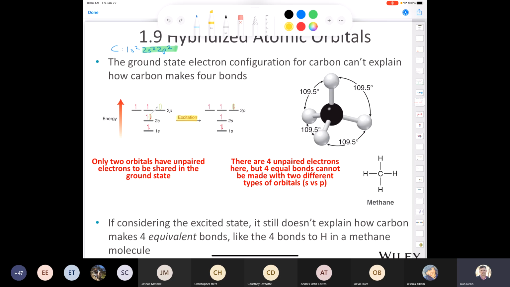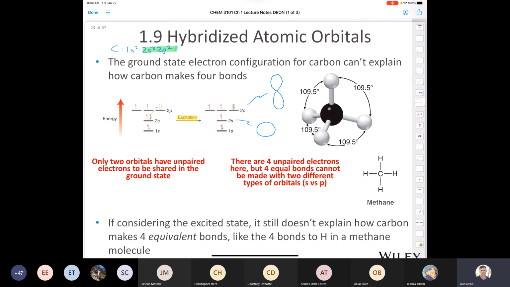However, these 4 unpaired electrons are in different types of orbitals, aren't they? We have 1 electron in a 2s orbital, and then we have 3 electrons in 2p orbitals. We know that the shapes of these orbitals are different, aren't they? The 2s orbital is a sphere, and a p orbital looks like a dumbbell or a peanut or something like that. And so if we were to overlap 1 sphere and 3 dumbbells, that's not going to give us a tetrahedral arrangement. So it doesn't explain why the bonds would all be equivalent and spread out in this tetrahedral arrangement that we see here, where the bond angles are 109.5 degrees.